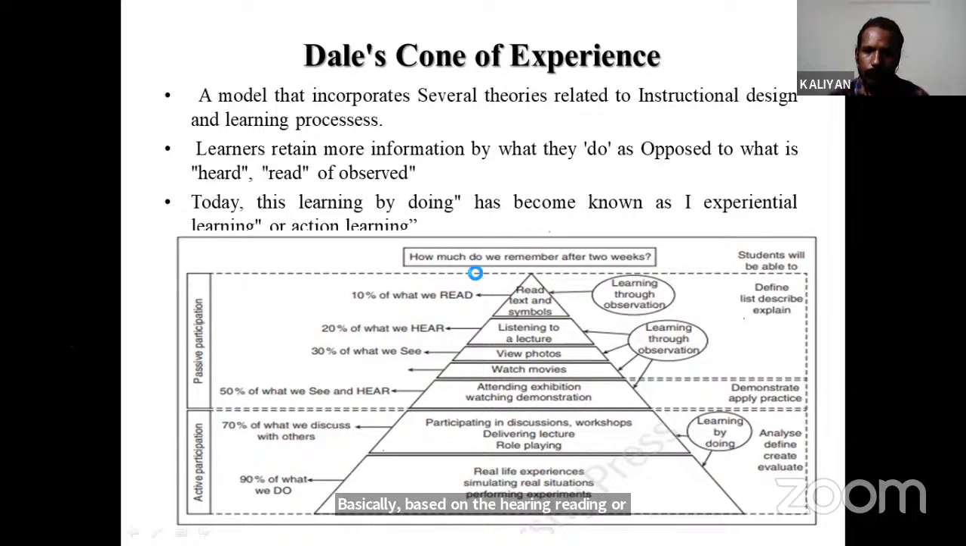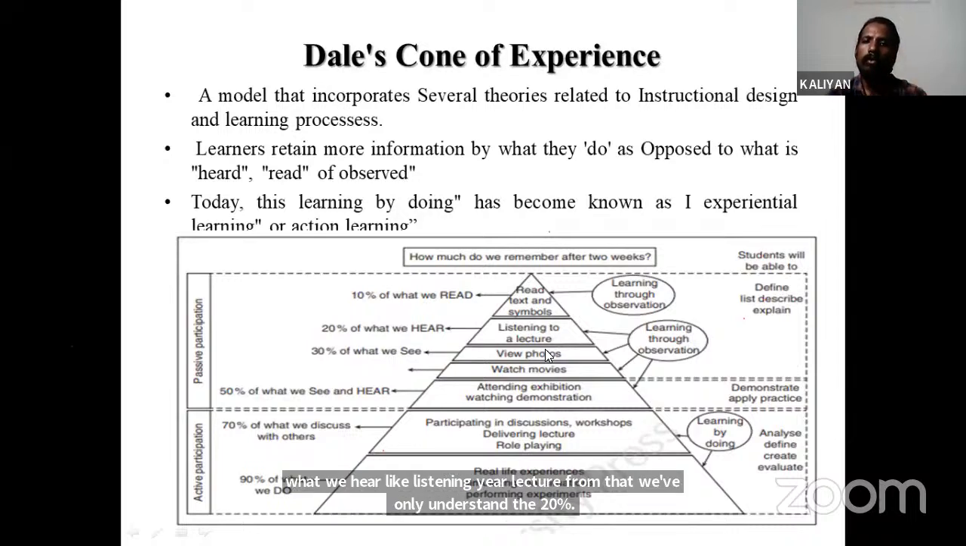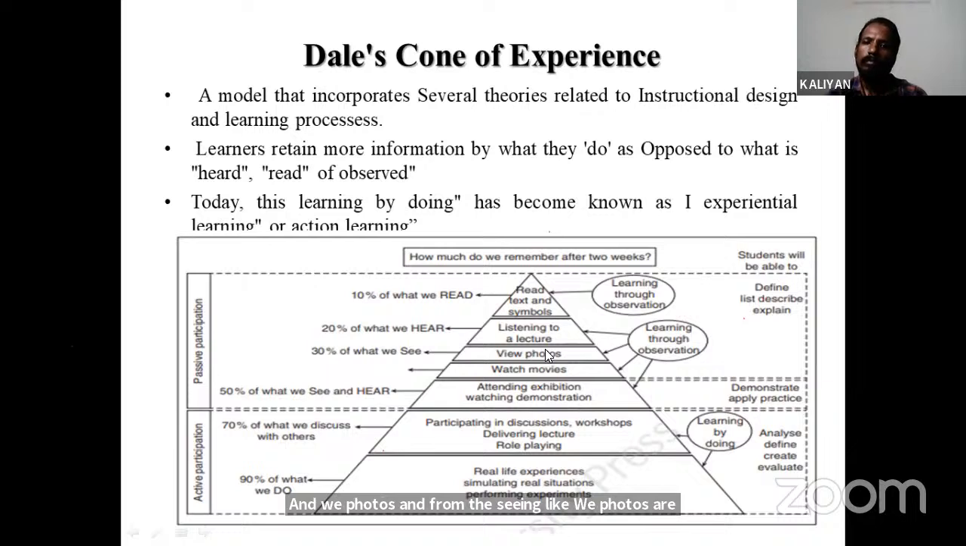So the cone explains that from reading text and symbols we only retain 10%, and from what we hear, like listening to a lecture, we only understand 20%. And from seeing, like photos or watching movies, we understand 30%.